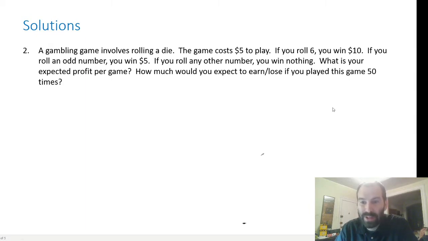This is where expected value can be really useful. And casinos do expected values all the time to determine, answer exactly these questions. Are they going to be turning a profit? Okay, well, how are we going to do this?